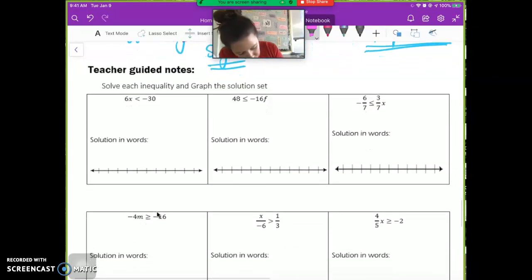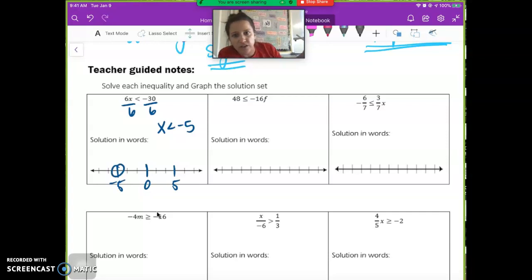First one, divide both sides by positive 6. I'm dividing by a positive number. You do not have to flip anything. So this is x is less than negative 5. It is an open dot at negative 5. The values that are less than negative 5 are to the left.